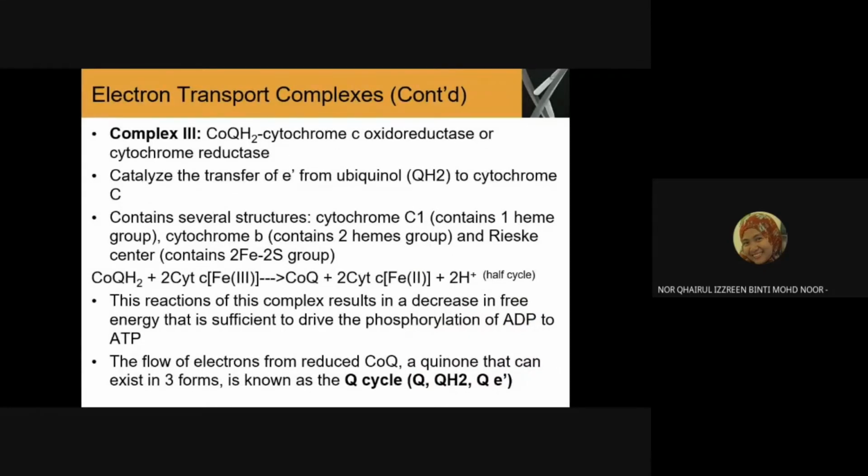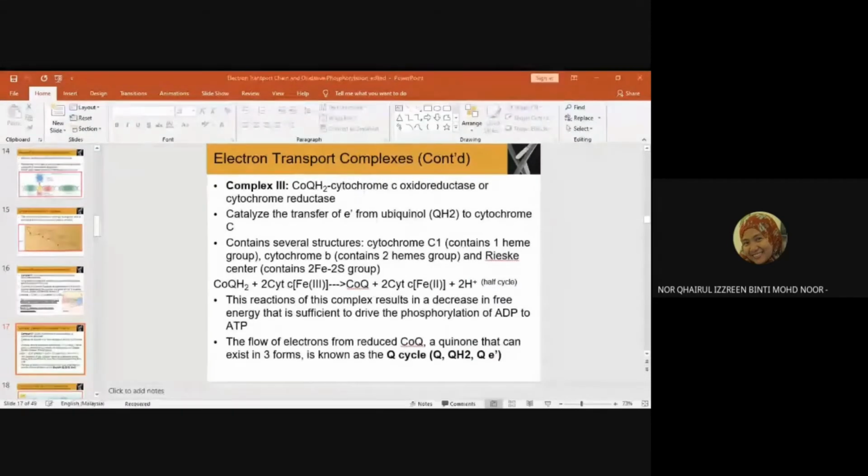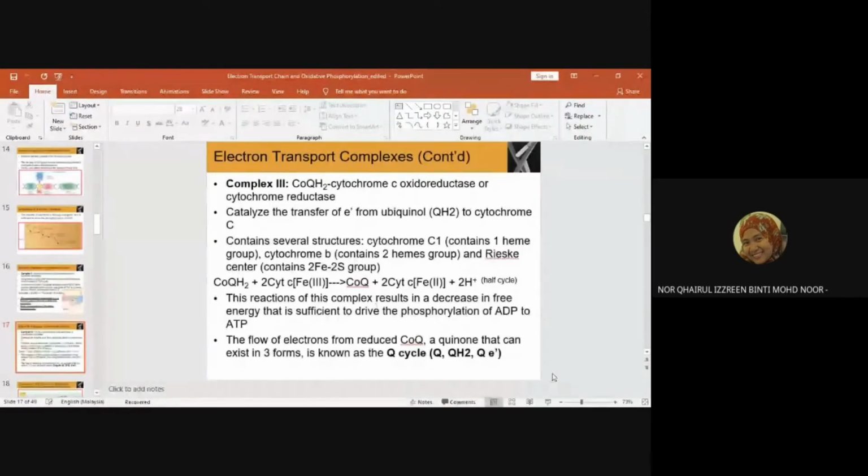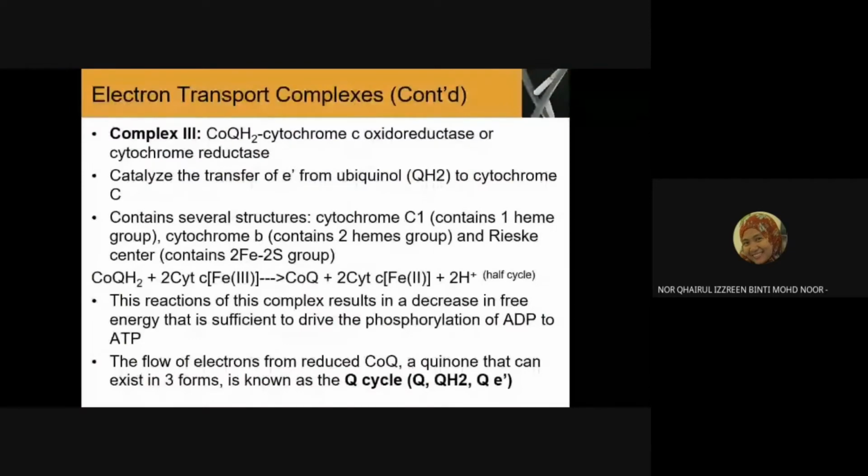Okay, so let's move to complex number 3. This complex number 3 is the same process in which electrons travel from QH2, meaning ubiquinol, to cytochrome C. This complex 3 is also known as coenzyme QH2 cytochrome C oxidoreductase, or cytochrome reductase.